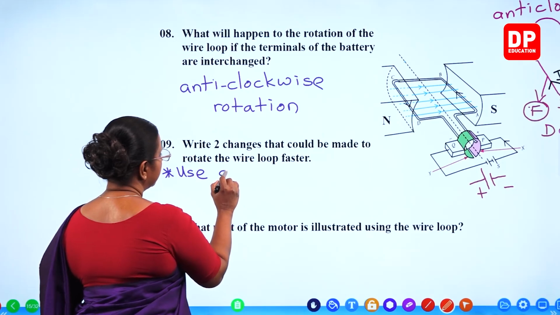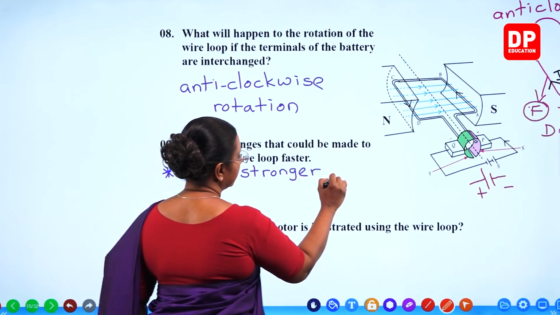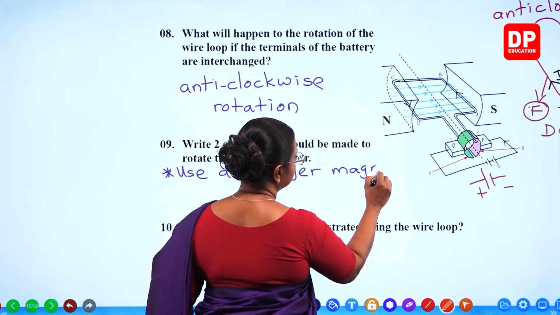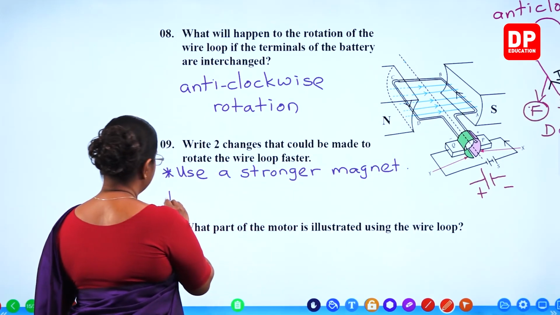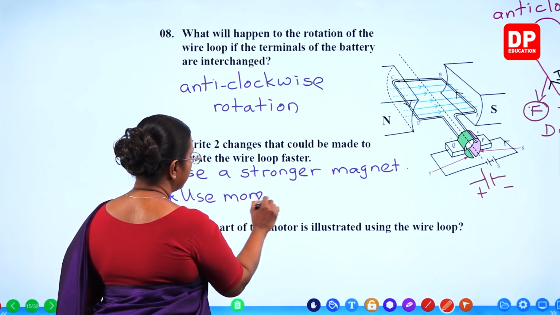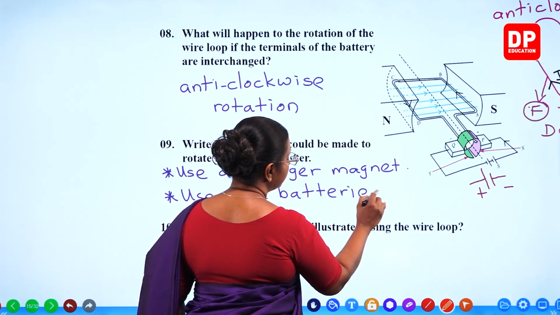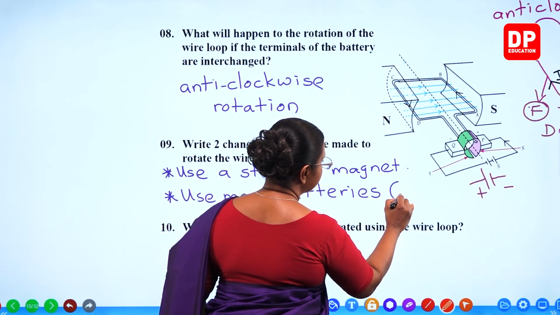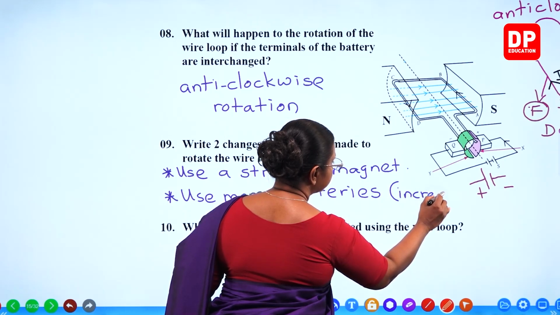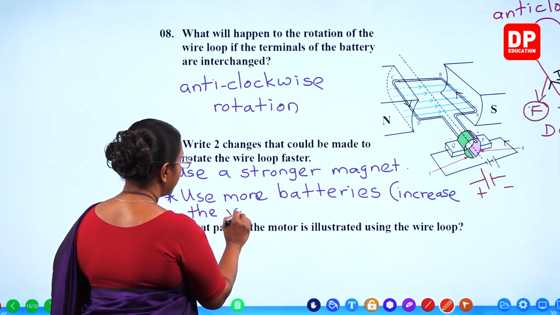Use a stronger magnet. And also use more batteries. You can say use more batteries or you can say increase the voltage.